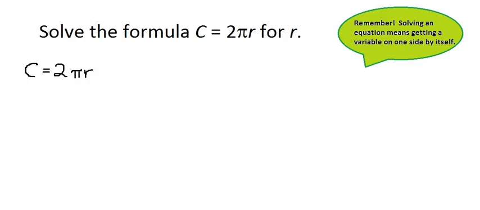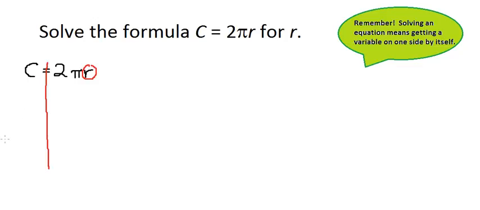So what we're going to do is solve this formula for r right here. We want to get this r by itself, which means everything else needs to be on the other side. And remember, what separates the two sides of an equation is this equal sign right here. You can even go ahead and draw that line down to show you really clearly what you're talking about when you have two sides of the equation.